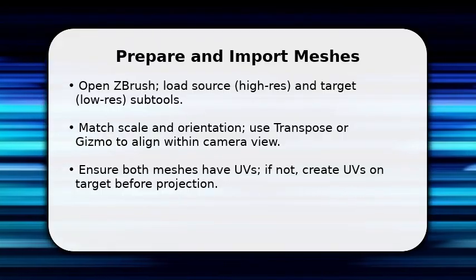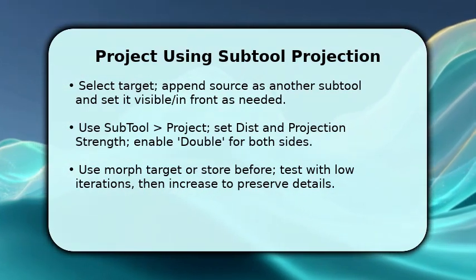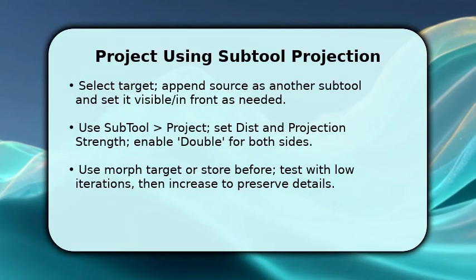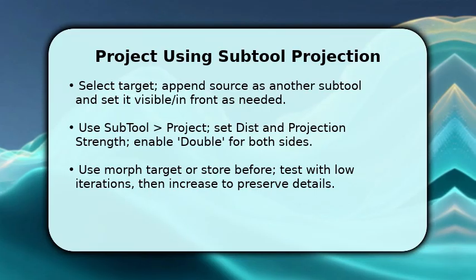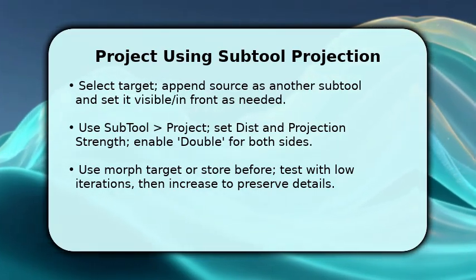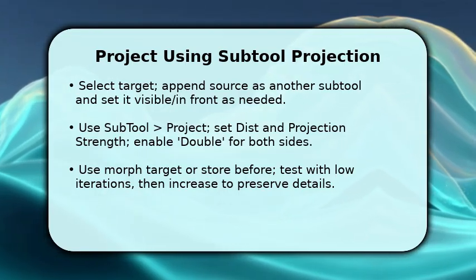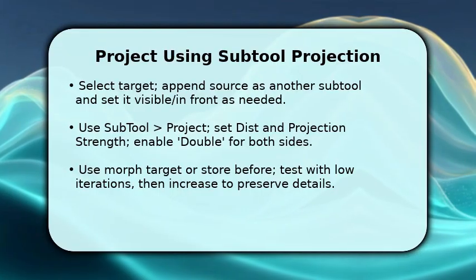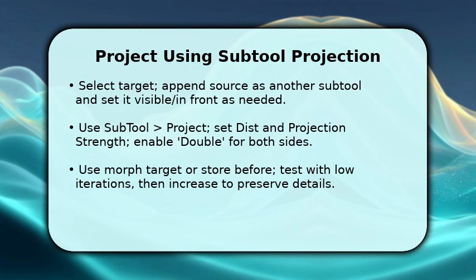Now move to positioning for projection. With both subtools aligned, select the target and open Subtool Project. Set distance and projection strength. Small distances reduce artifact risk, so start low and increase only if needed. Enable options like double-sided or projection for both sides when working on thin geometry. Store a morph target or duplicate the subtool so you can revert if projection oversteps.